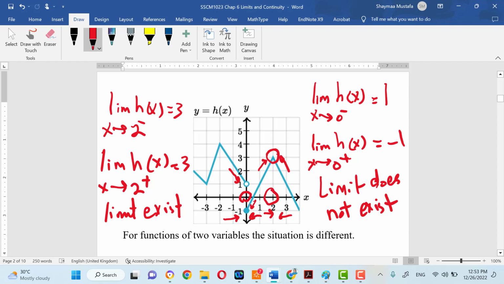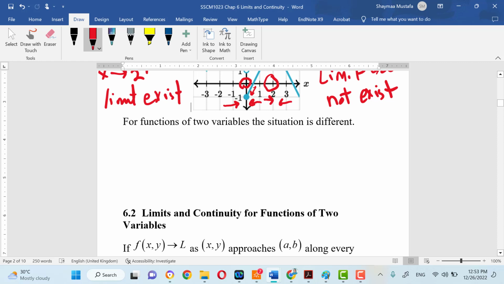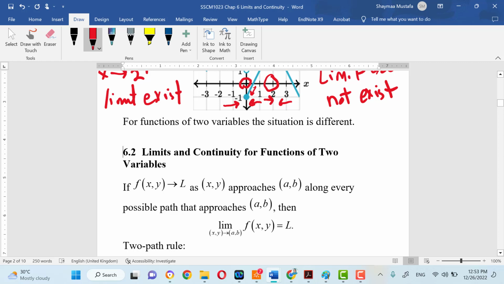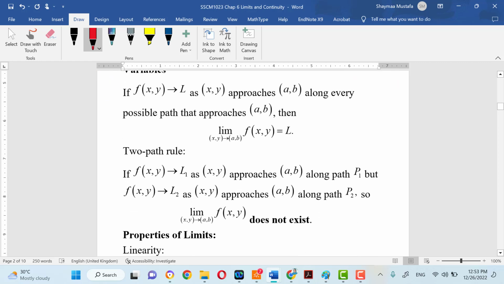What about if I have a function of two variables? The idea is similar, but with a little bit of difference. Let us look here. If I have a function of two variables, f of x, y goes to L, and I need to calculate the limit for the function when x, y goes to a, b. Now I have not only one variable, x goes to a or x goes to 0. I have two variables, x, y goes to the point a, b. So what is the limit equal to?